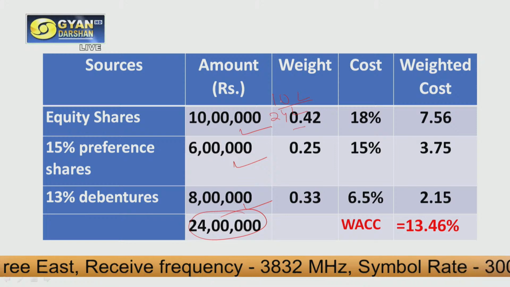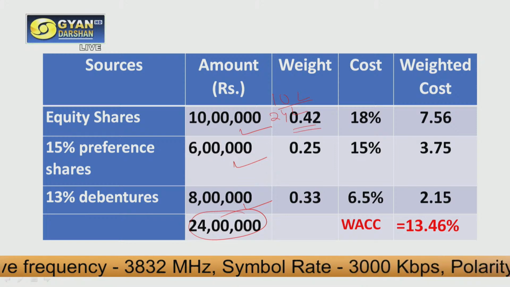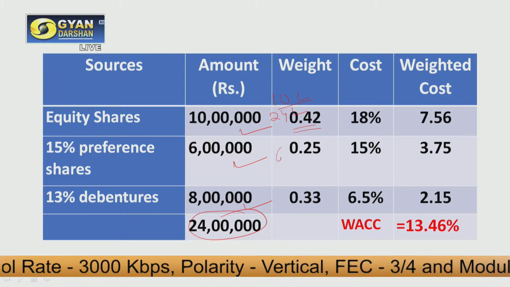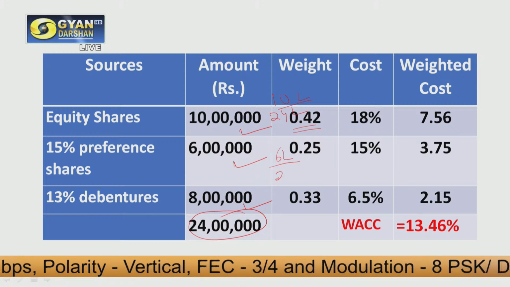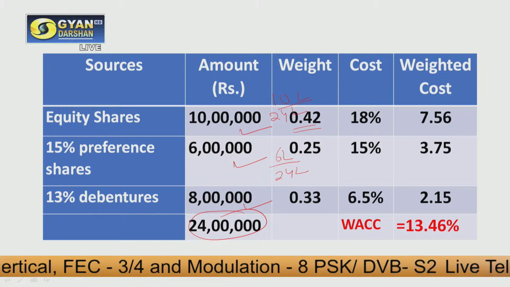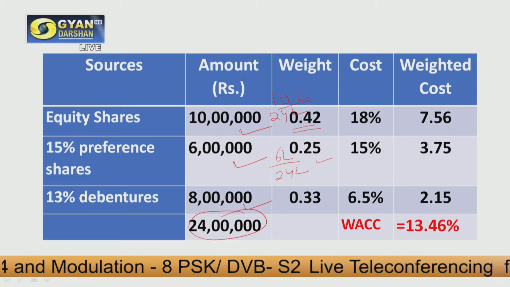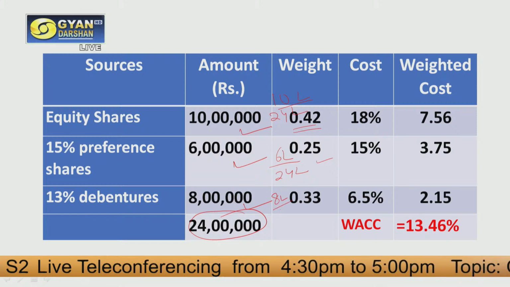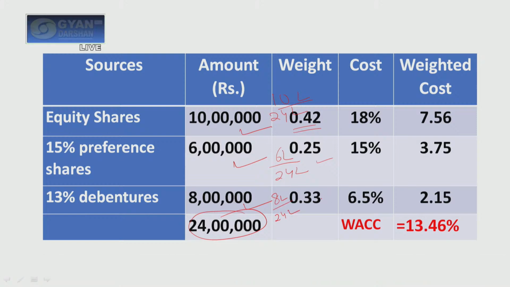So 10 divided by 24 will give us 0.42, which is the weight of equity share in this capital structure. Similarly, the weight of preference share can be calculated by dividing 6 lakh by 24 lakh, and the weight of preference shares is 0.25 in this case. Now, in case of debenture, 8 lakh will be divided by 24 lakh, and the weight of debt will be 0.33 in our case. So this total of weight should be equal to 1.001. That means this is the 100% calculation.